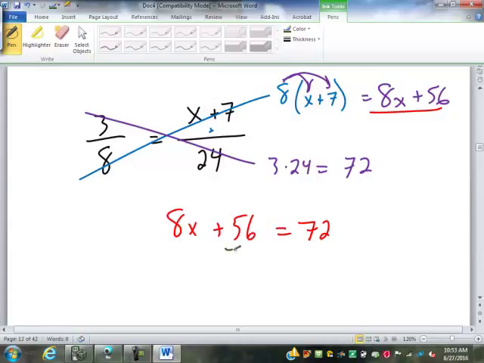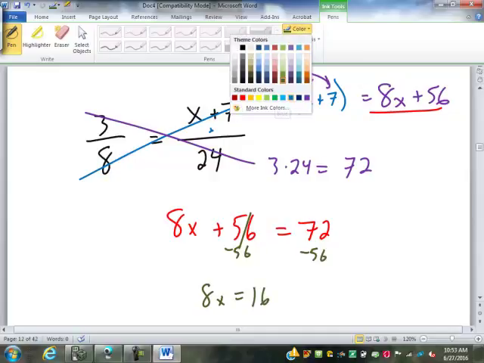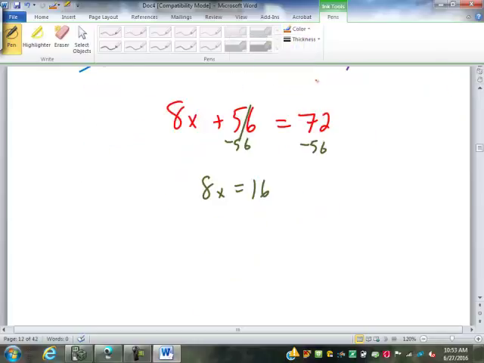We're going to subtract 56. Very good. 8x equals 72 minus 56, which is 16. And then we divide by 8. x equals 2.